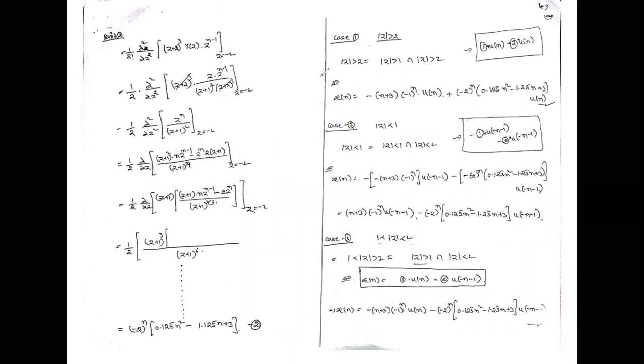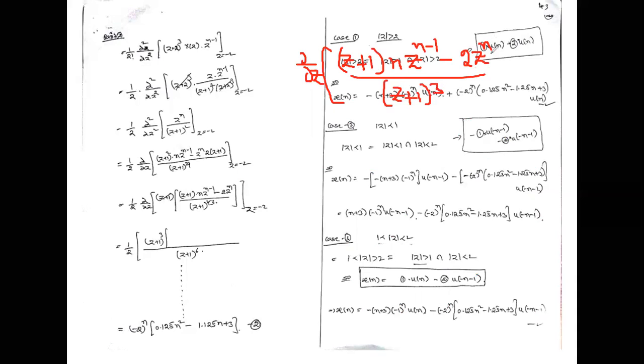See, this is the function we got. What is the function? Dou by dou z of z plus 1 n into z power n minus 1 minus 2 into z power n whole divided by z plus 1 whole cube only. Okay, this is the function, dou by dou z.